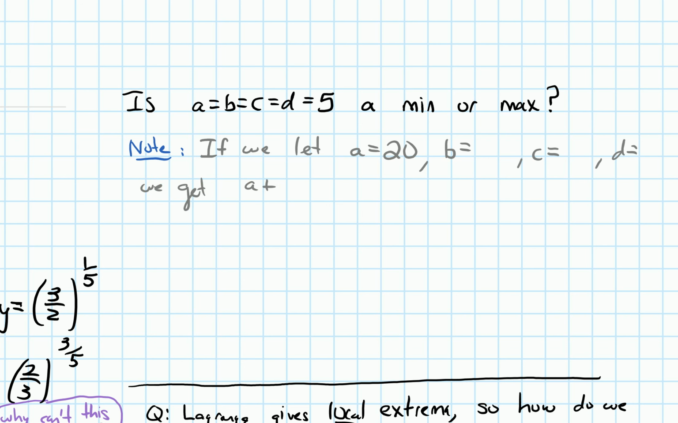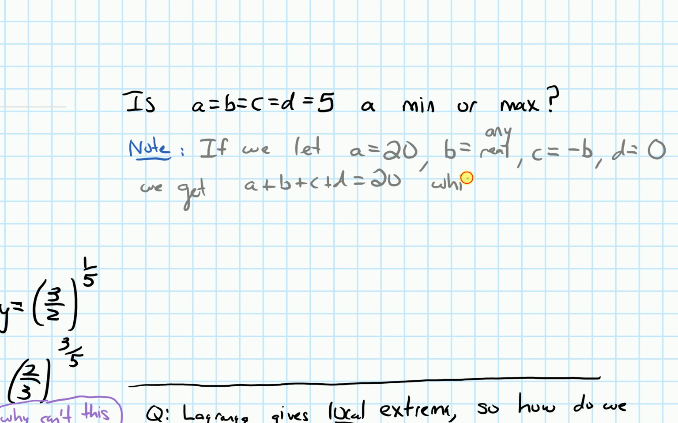I want to pick values for a, b, c, and d that satisfy a plus b plus c plus d equals 20. So what would sort of satisfy this? Well, I made a be 20 for a reason. What if I just made the last variable be 0? This constraint is satisfied as long as b and c are opposites. So what if I just made b be any real number, and I just made c the opposite of it, so c is equal to negative b. That would satisfy a plus b plus c plus d being equal to 20.